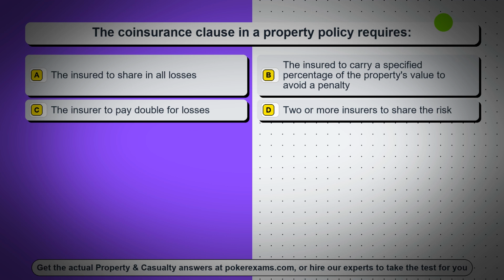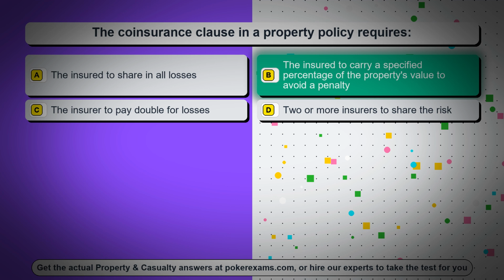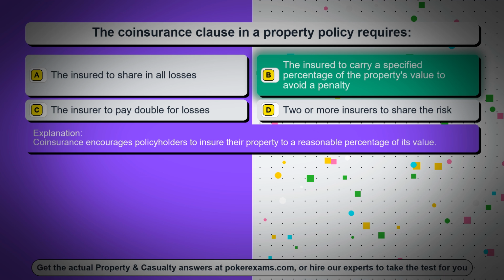Option A, the insured to share in all losses. Option B, the insured to carry a specified percentage of the property's value to avoid a penalty. Option C, the insurer to pay double for losses. Option D, two or more insurers to share the risk. The correct answer is option B, the insured to carry a specified percentage of the property's value to avoid a penalty. Co-insurance encourages policyholders to insure their property to a reasonable percentage of its value.